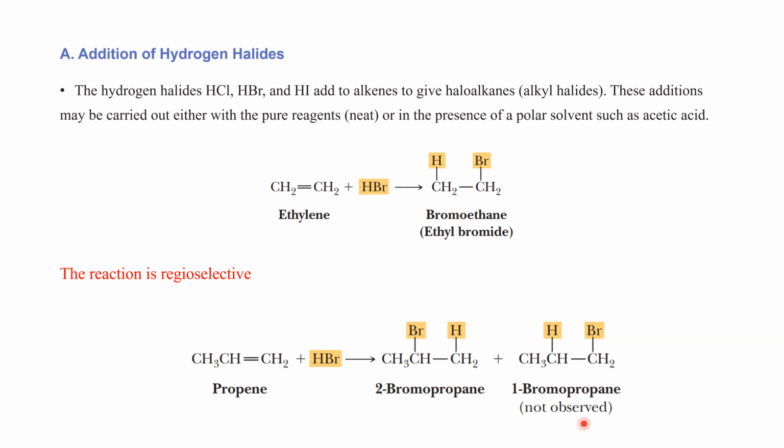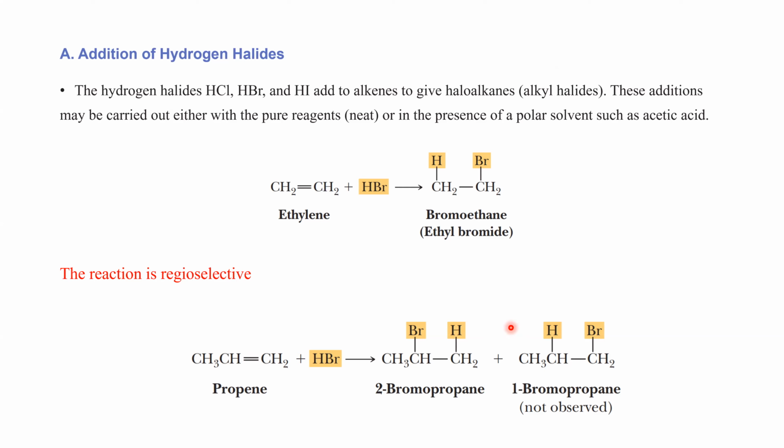Here this is written "not observed." So that point we have to address: why are we saying that this is not observed? Though in our opinion, when we are talking about this reaction, both are having the pi bond. So why not this? Why not the 1-bromopropane? What is the reason for this?